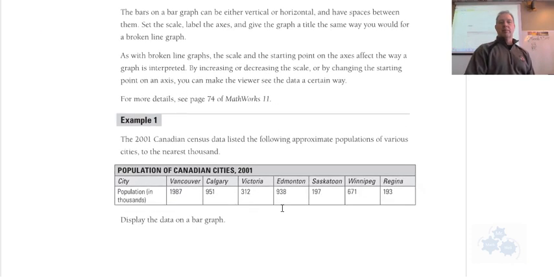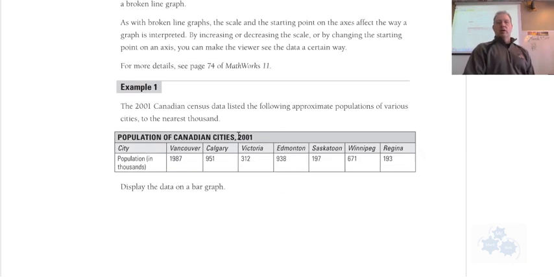All right, so example 1. So look at this case right here. The 2001 Canadian Census listed the following approximate populations of various cities to the nearest 1,000. Okay, so here we are, Regina, 193,000. Winnipeg is quite a bit bigger, right? Saskatoon is just a tiny bit bigger. Edmonton is huge, Calgary is huge, Vancouver, wow, look at this, that's 1,987,000. So that's 1.9 million.